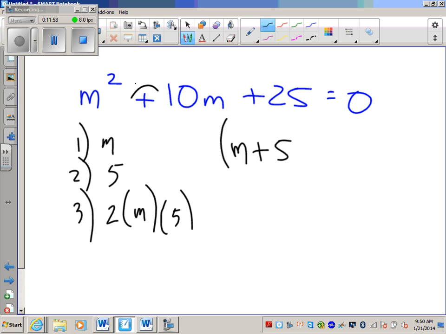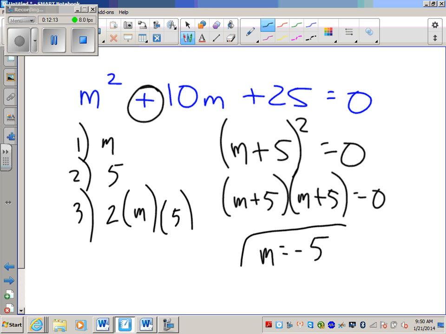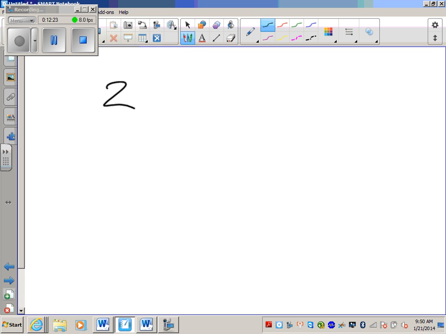Why is it plus? Because that's plus. M plus 5 squared equals 0. M plus 5, M plus 5. That's what this really means if they're squared. M equals negative 5. Got it? Got that.